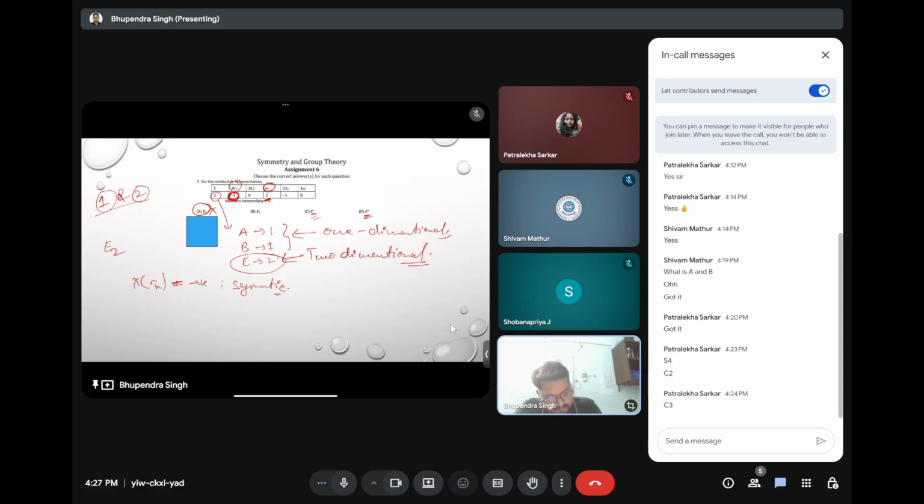And this one is for symmetric, and this is symmetric. Okay, so this should be the answer, I guess.